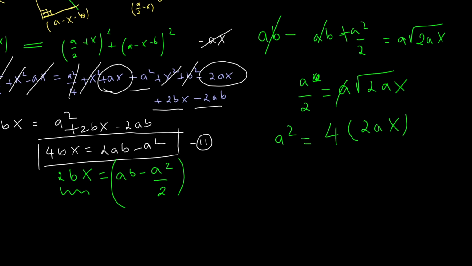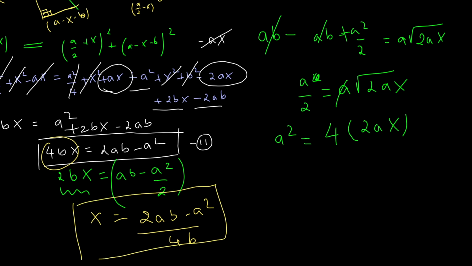So now what I will do is take the second equation again, and this time I will divide the whole equation by 4 times b. So I will get the value of x equals (2ab minus a square) upon 4 times b. Now this value of x I will put over there. So I will get a square equals 4 times 2 times a multiplied with (2ab minus a square) upon 4 times b.